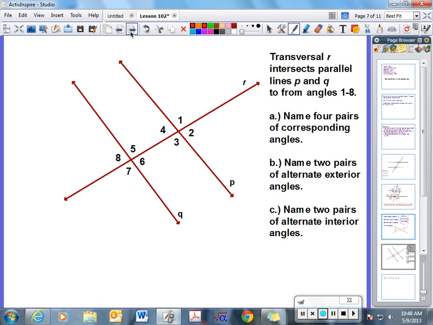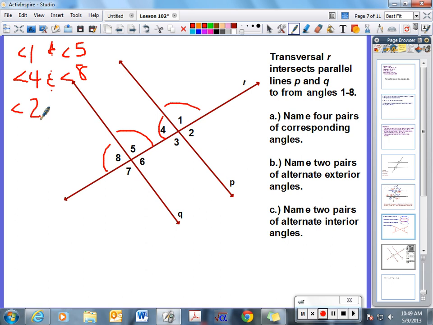All right, here we're going to take a look at this transversal. You need to name 4 pairs of corresponding angles. Well, I know that angle 1 corresponds to angle 5. Okay, so I've used those. 4 corresponds to angle 8. So we've used those. 2 corresponds to angle 6. And 3 corresponds to 7. All right, those are the corresponding angles.